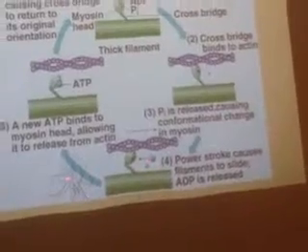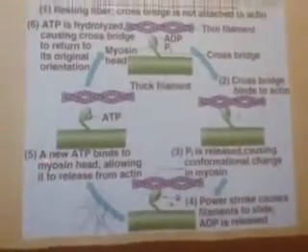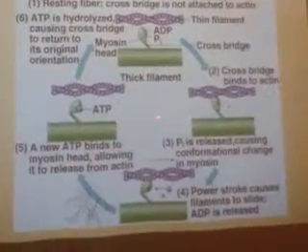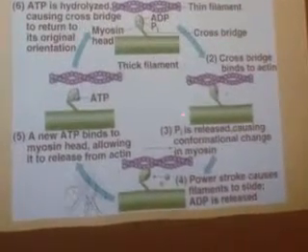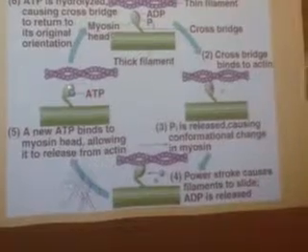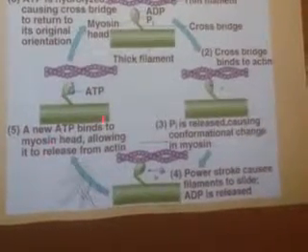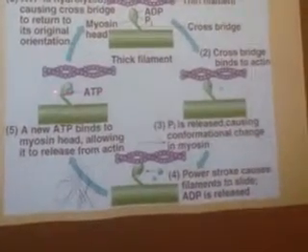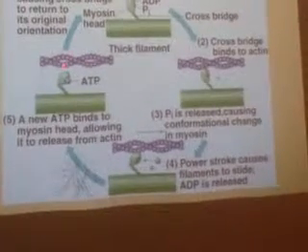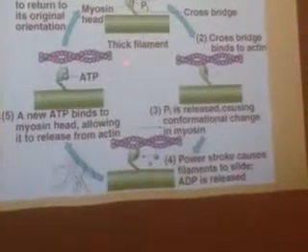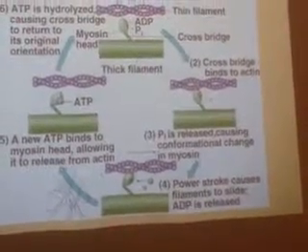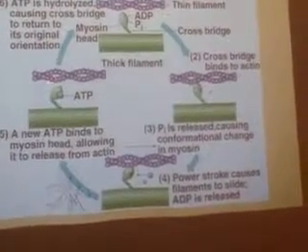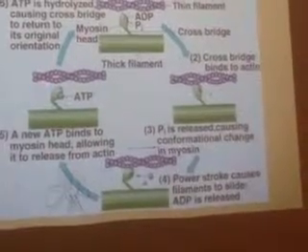The next step: a new ATP binds. New ATP comes and binds to the myosin head, allowing myosin to release from actin. As soon as this binds and this side is released, it goes forward in a sliding movement toward the center, ready to bind the next part of the actin for contraction.